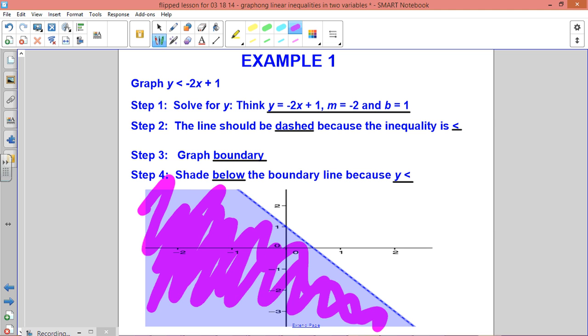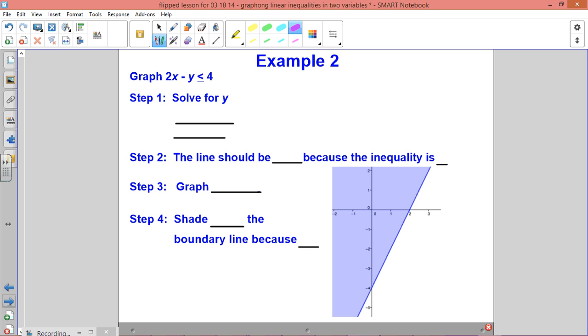Let's do one more. Next, I want to graph 2x minus y is less than or equal to 4. Well, only one problem. I have to now solve for y, and it's not solved for y for me. So this should be pretty simple, a blast from the past. We've got 2x minus y less than or equal to 4. So I need y by itself.